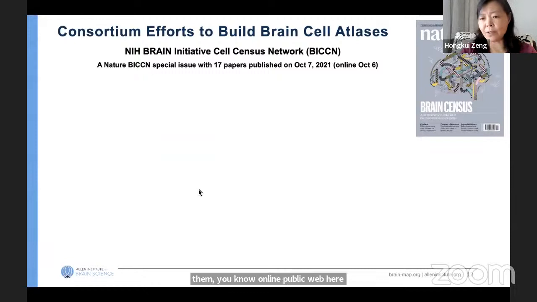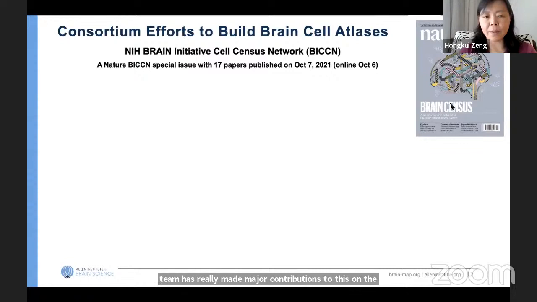Here, I just wanted to use two slides highlighting the major accomplishments that we have had over the past year. First of all, our cell types and connectivity program has now been an integral part of the community-wide effort in building brain cell atlases, in particular in the NIH BRAIN Initiative Cell Census Network. A landmark milestone achieved by BICCN is the publication of a large set of papers, 17 research articles in a special BICCN issue of Nature. And the Allen Institute team has really made major contributions to this collective community effort.